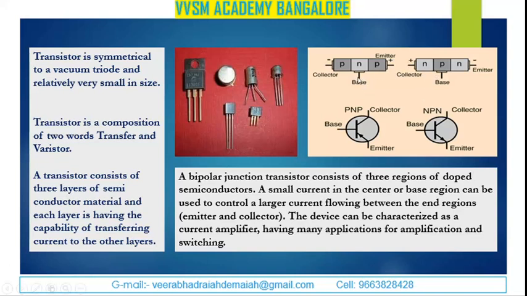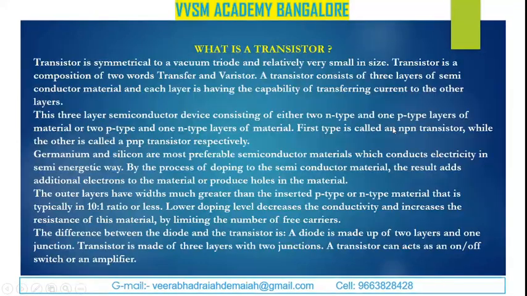So this is the transistor, consisting of collector and emitter. There are two types of transistors, PNP and NPN. In PNP, N is the base, and in NPN, P is the base. So these are the symbols used for transistors. What is a transistor? You know that. A transistor is similar to a vacuum triode and relatively very small in size.